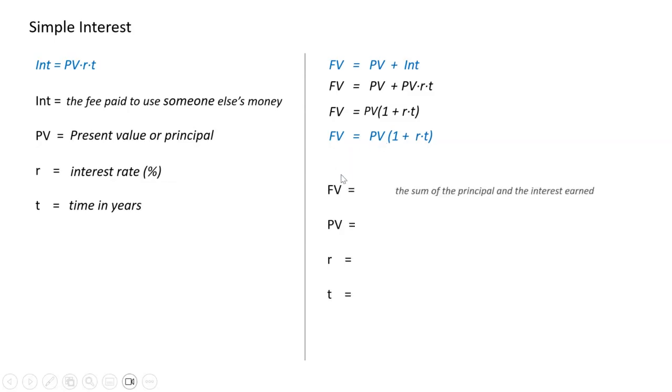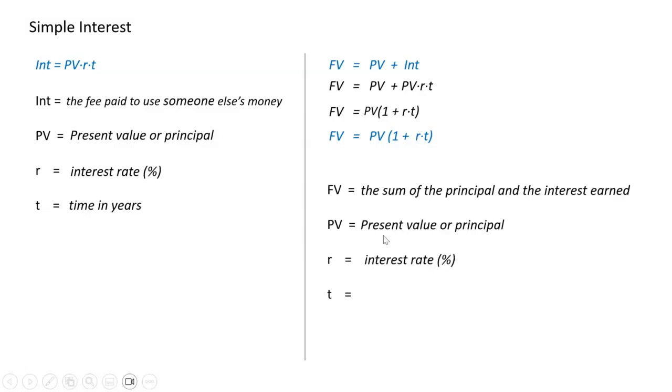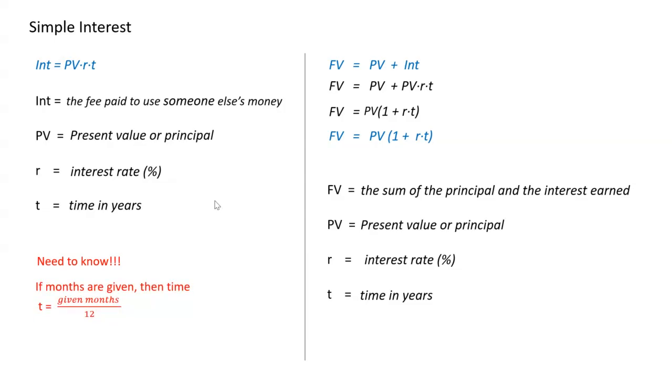Okay, let's do some examples. I need to tell you what everything stands for, same as the one on the left. This is what you need to know. If months are given, then the time will be months over 12. Say it was weeks, like 18 weeks, then you divide 18 by 52 because everything has to be in years. But most of the time it's going to be given in years or in months. Also, one more thing, the interest rate must be in decimal. For example, 5% is equivalent to 0.05.